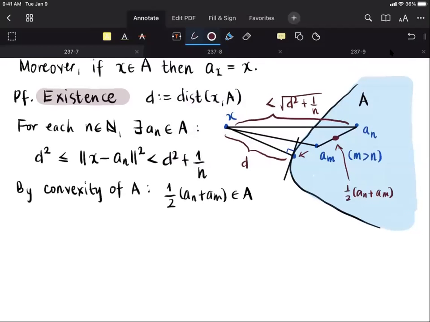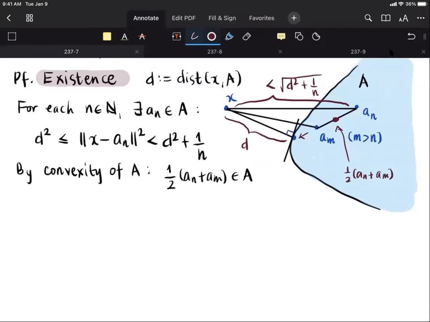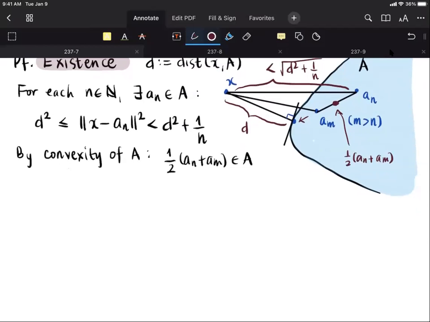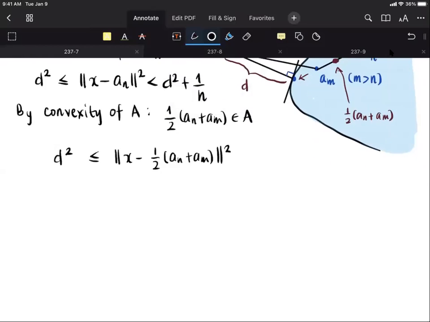Okay, now since this midpoint is also in A, then the distance of X and this point, EN plus AM, must also be greater than D by the definition of D. Squaring both sides, we have this. Okay, you can write this as follows.